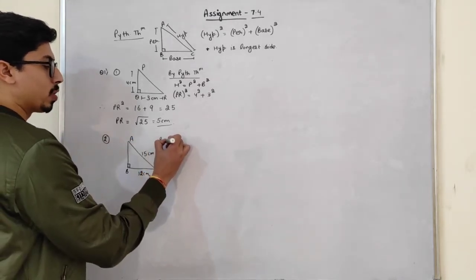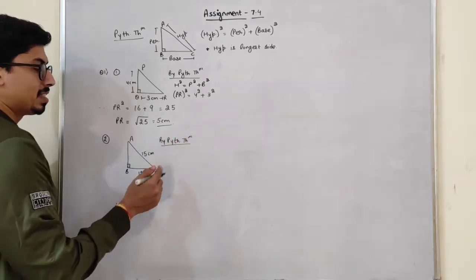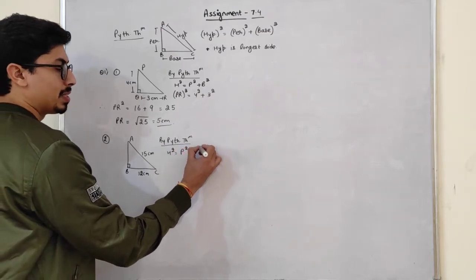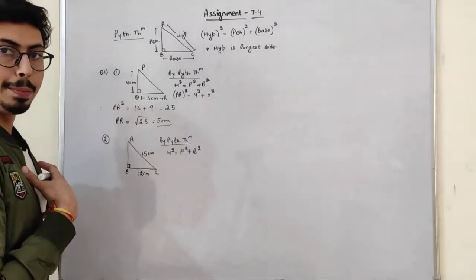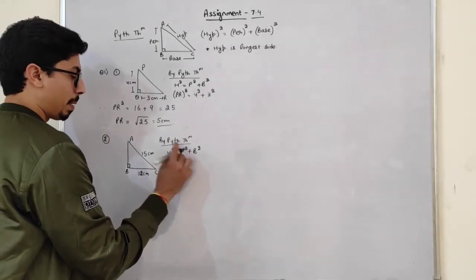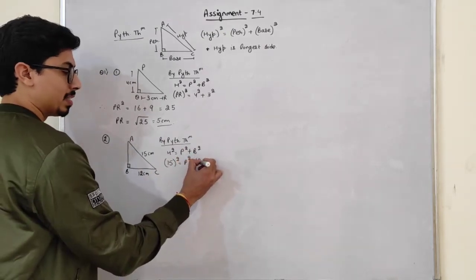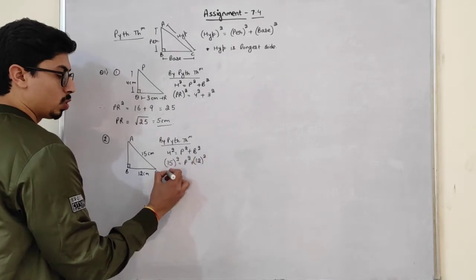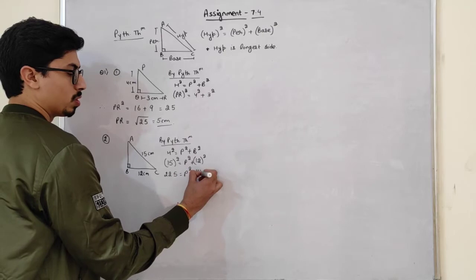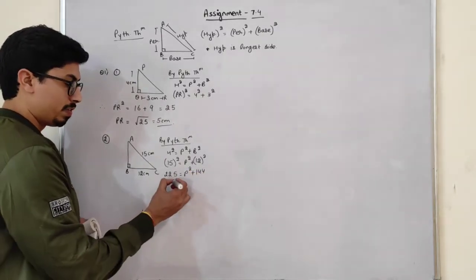So again, by the Pythagoras theorem, we can say that hypotenuse square is equal to perpendicular square plus base square. But this time, students, we know the hypotenuse. Hypotenuse is 15, so 15 square, which is 225. Perpendicular we don't know. Base we know, 12, so 12 square is 144. When this goes to the other side, it will be subtracted.